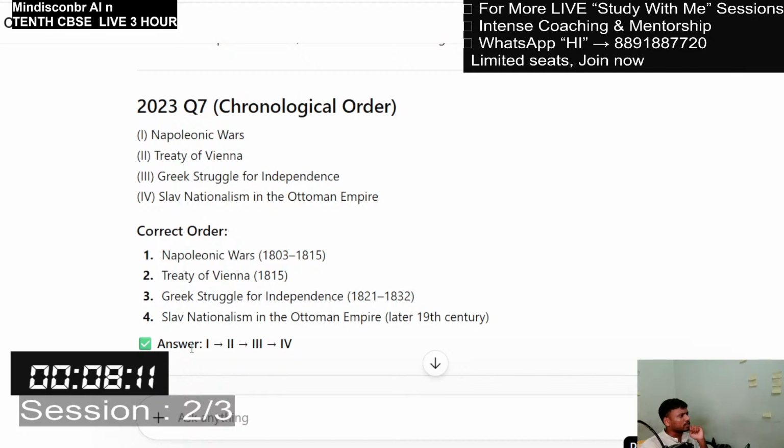Napoleonic Wars, Treaty of Vienna, Greek struggle for independence, Slav nationalism in the Ottoman Empire. Arrange in chronological order. First is the Napoleonic Wars, between 1803 and 1815, and then the Treaty of Vienna in 1815. Greek struggle of independence, 1821 to 1832. Slav nationalism in the Ottoman Empire in the later 19th century.